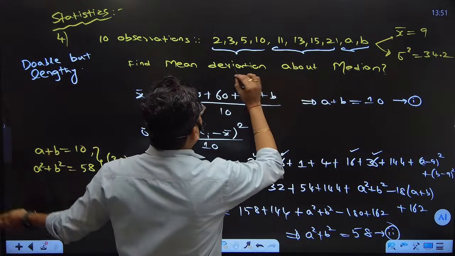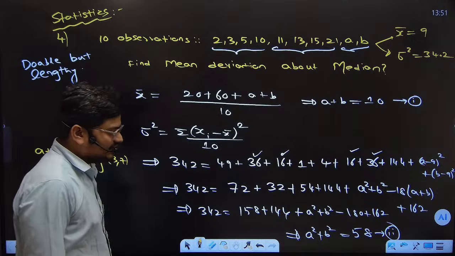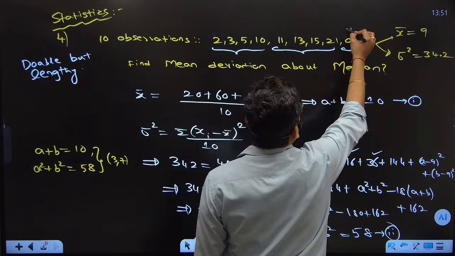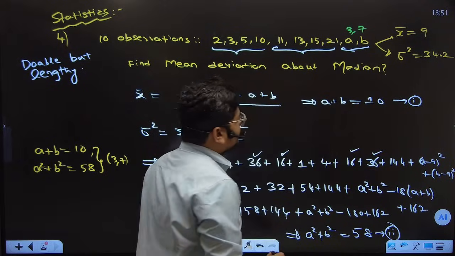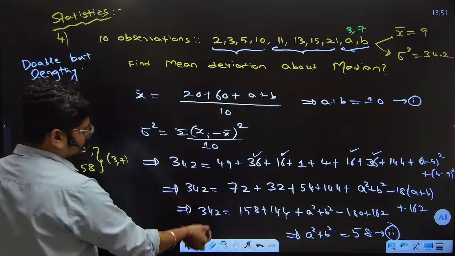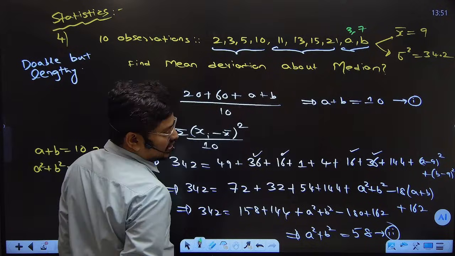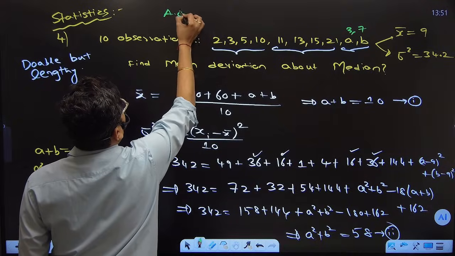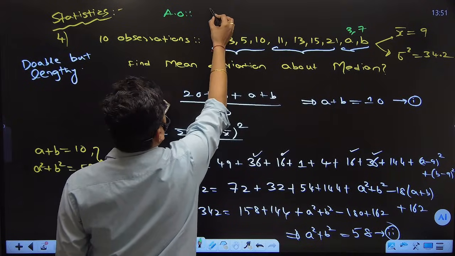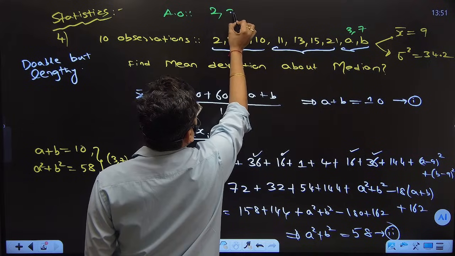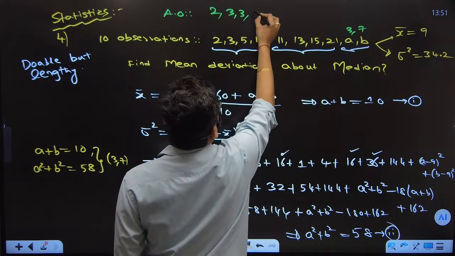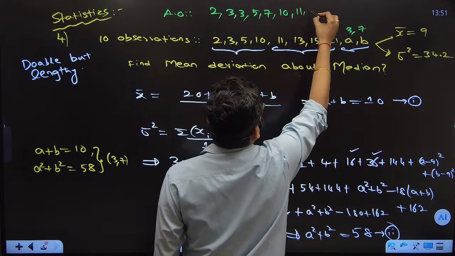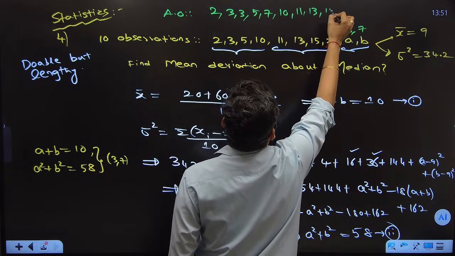Now you can calculate its median, and then calculate the mean deviation about median. Since these two observations are 3, 7, when I want to calculate about its median, I will arrange the data in ascending order. So it is 2, 3, 3, 5, 7, 10, 11, 13, 15, 21. This is the data.